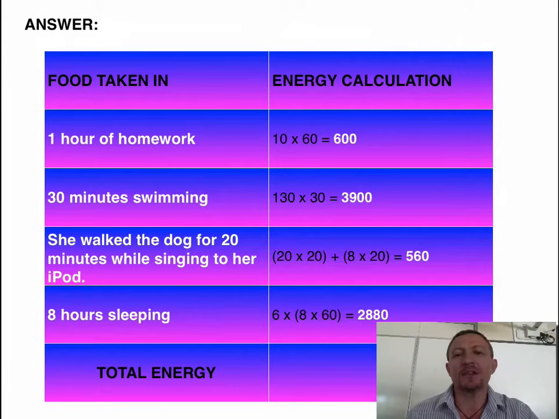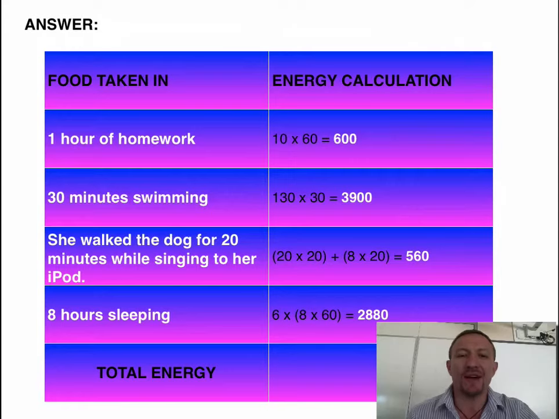Now if you put this into your calculator, make sure that you put the 20 times 20 in brackets, then hit the plus sign, then the 8 times 20 again in brackets. If you don't, you'll have 20 times 20 plus 8 times 20, and the calculation won't work. So you must put them in brackets first. If you do all that, we come through with 560 joules of energy.